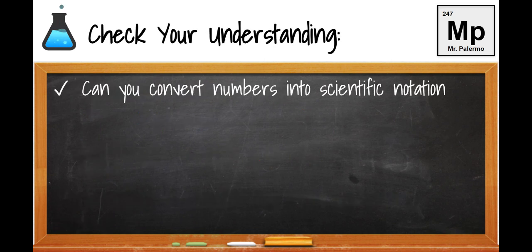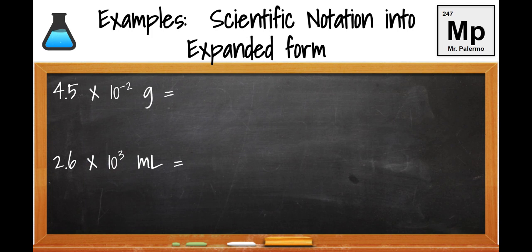So, can you convert numbers into scientific notation? Let's take a look. Negative exponent, we're going to move the decimal to the left. 0.045, we moved it 2 places because it was a negative 2. If we have a positive exponent, we're going to move it to the right, and we're going to move it 3 places. So 1, 2, 3 gives me 2,600 milliliters.